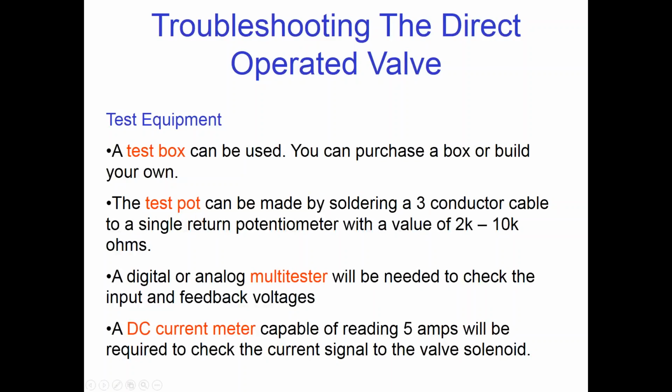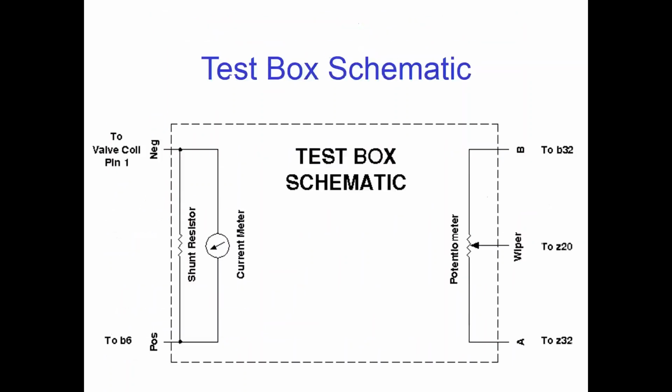You can make a test pot. We're going to show you how. We've got a little schematic included in your download materials where you take a 3-conductor cable to a return pot, and we need a value of 2 to 10K. And we can use a regular digital or analog multitester and a DC current meter. It's got to be capable of reading 5 amps to check the current signal. That will pretty much cover you with just about any brand of valve. This is the schematic. Like I said, you have a permanent copy there in your download.